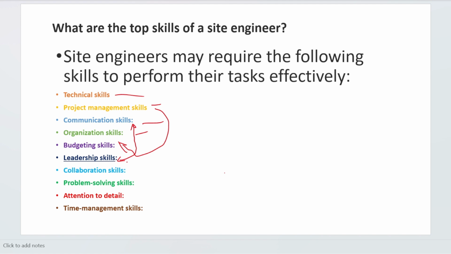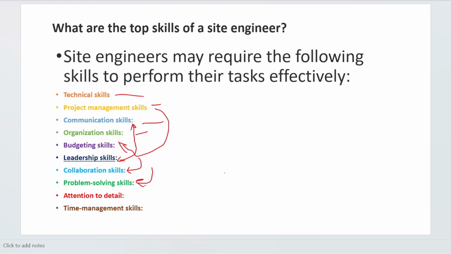There should be good collaboration skills, so that you collaborate with other people, as we discussed before, like with other engineers, subcontractors, etc. Problem solving skills, as we discussed in the roles and responsibilities, that there will be many problems on the site and you should solve them. You should have those skills.